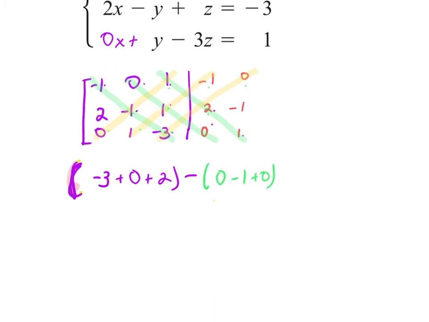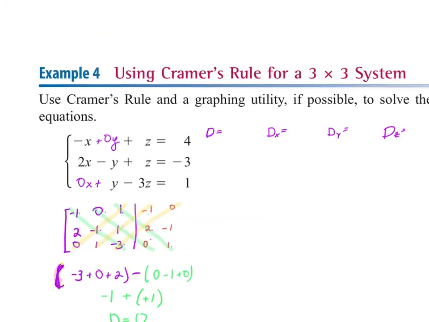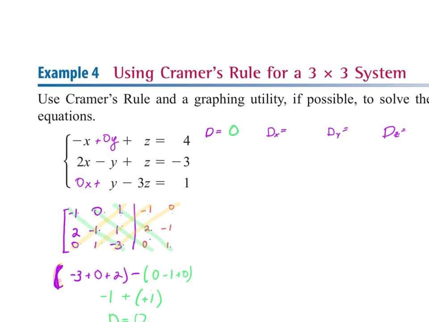What's, excuse me, -3 plus 2 is -1 minus what? -1. When I have two negatives, what does that give me? Positive. So what is my determinant here? 0. 0. So my determinant is 0. What does that tell me about this problem?